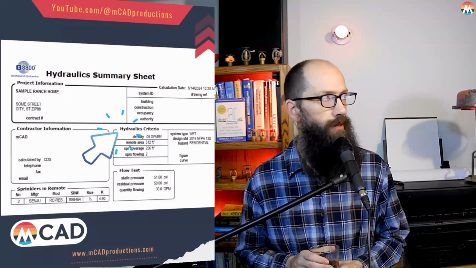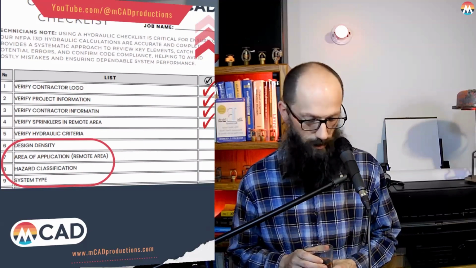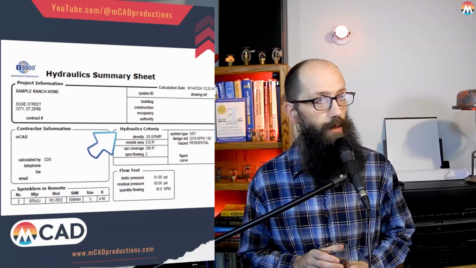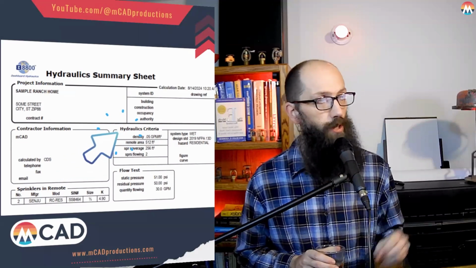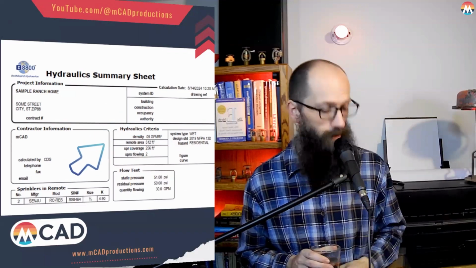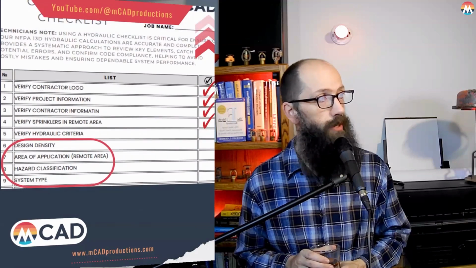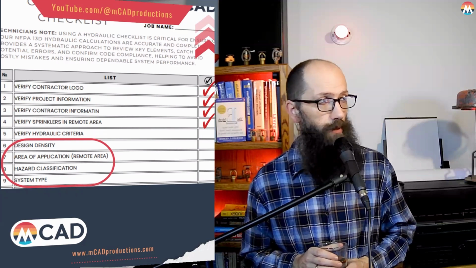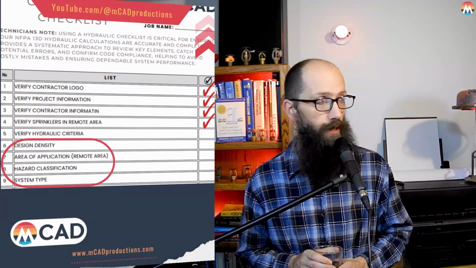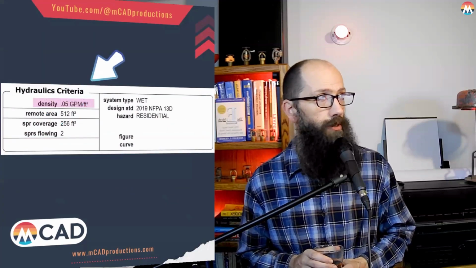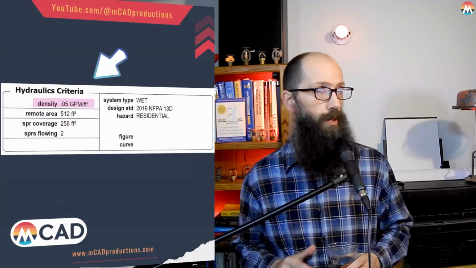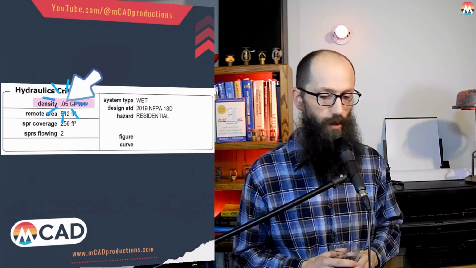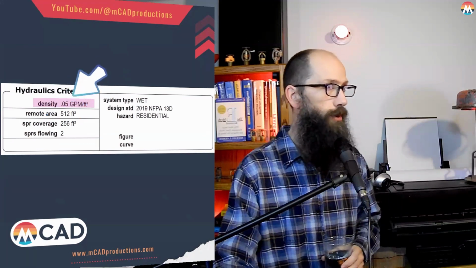All right, so next thing we have on our list is verify hydraulic criteria. And so that's this box here. I thought I might have made a zoomed in one. The reason I didn't make a zoomed in one is because we're just talking about the box. We're going to talk about what's in the box individually on other slides. So that's these 4 items: design density, area of application or remote area, hazard classification, and system type. And in that hydraulic criteria box, right here is where we have the density, and this project is a 0.05 for our 13D system.